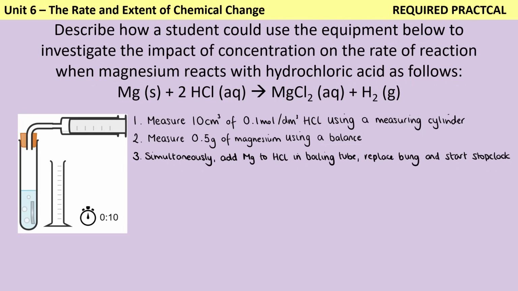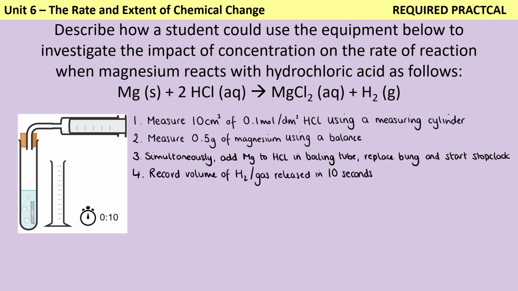If you were asked to write your own method without the picture of the equipment, you might also describe collecting gas over water, which is where you have an upturned measuring cylinder full of water and the gas as it's produced is displacing that water, and therefore you can see the volume of gas that's being collected.